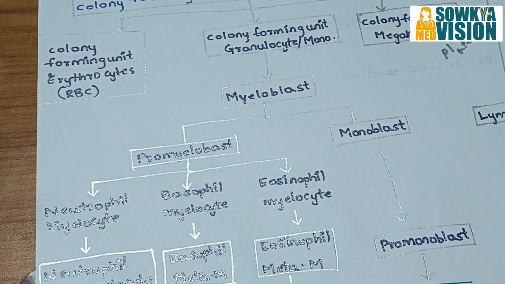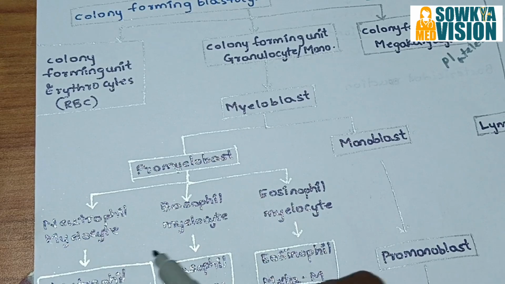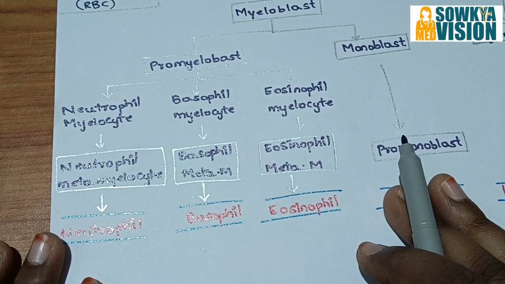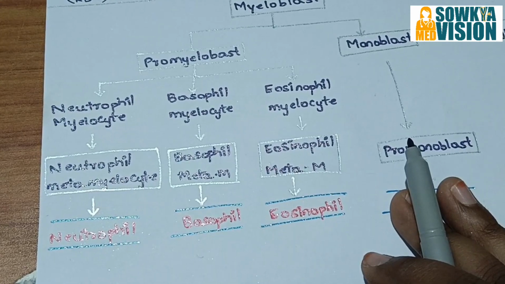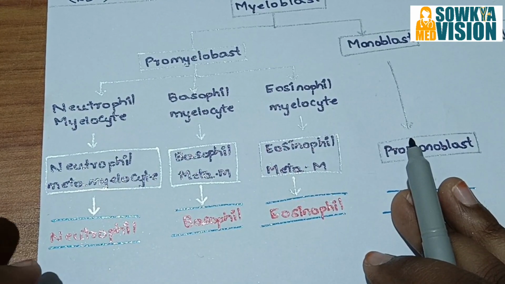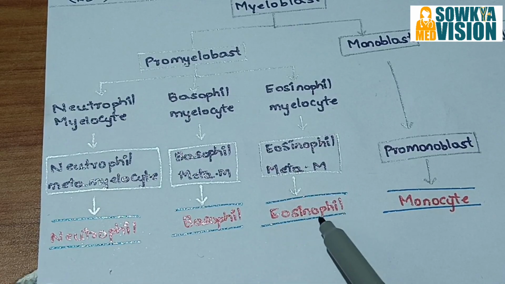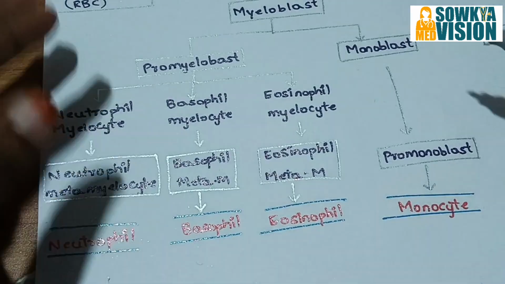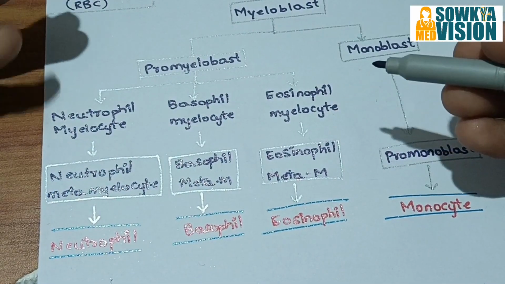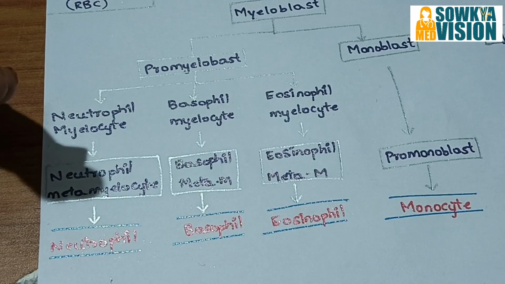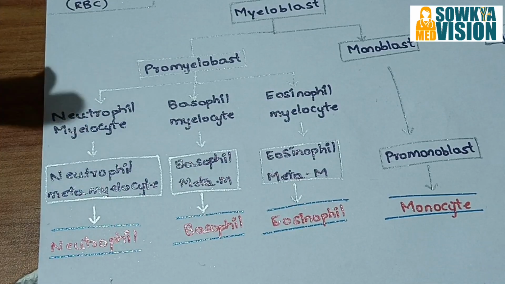Yes, myelocyte. So here the myelocyte is again developed into metamyelocyte: neutrophil metamyelocyte, basophil metamyelocyte, eosinophil metamyelocyte. The metamyelocyte is developed into neutrophil, basophil, eosinophil. Promyeloblast is going to give three granulocytes, whereas monoblast is going to give promonoblast and again develop into monocyte.